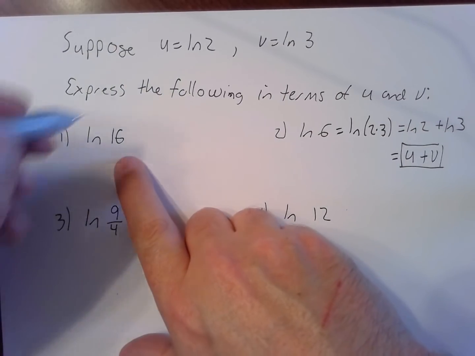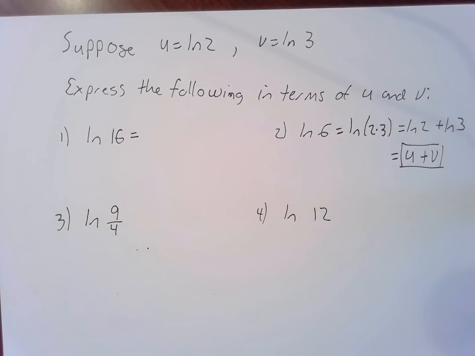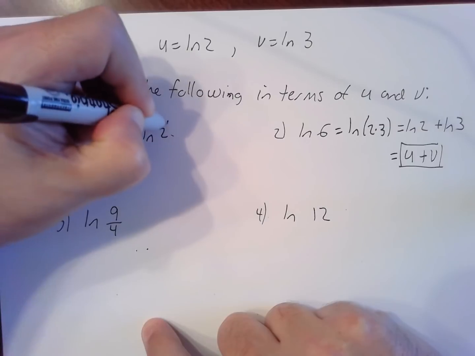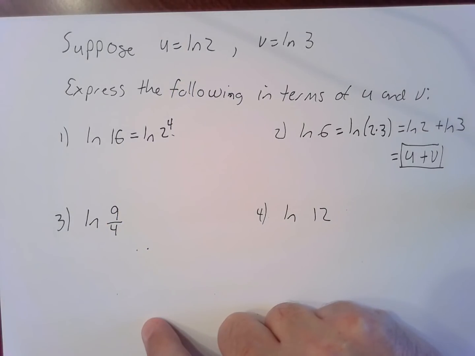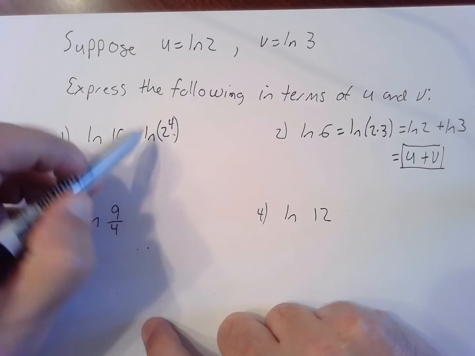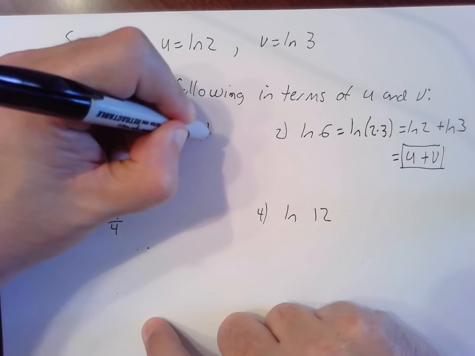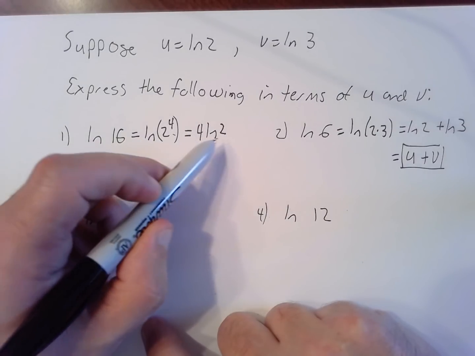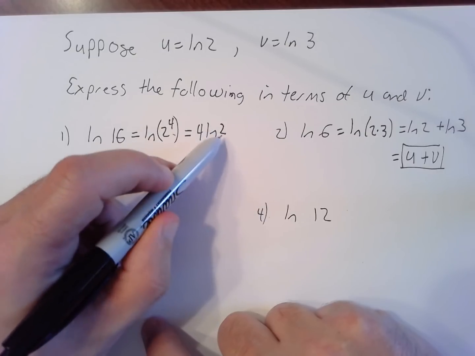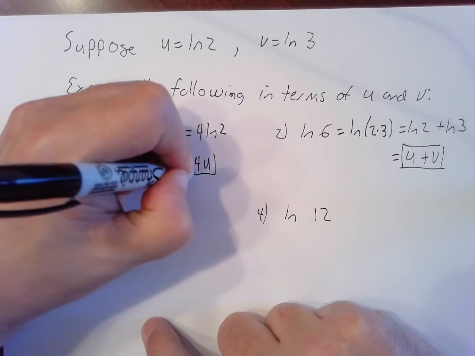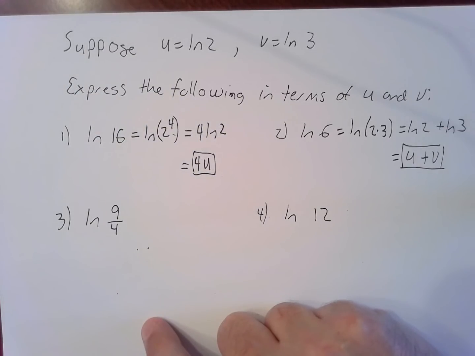Okay, so 16. I want to think either a bunch of 2's and 3's multiplied together, or maybe just some 2's, maybe just some 3's. Well, 16 is 2 to the 4th power. Now I have to use my rules of logs. An exponent inside can come down to ground level. So natural log of 2 to the 4th is 4 times ln of 2, but ln of 2 has a name. I called it u. So that's what I'm looking for: 4u.